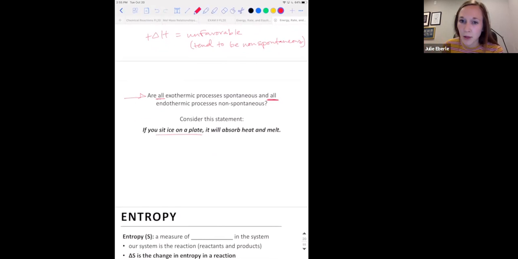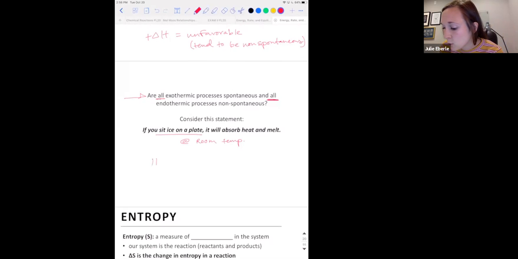If you sit ice on a plate, and let's say that plate is at room temperature, it will absorb heat and melt. What do you think about that? That'll happen, right? That seems kind of like a common sense statement, okay? Yeah, but the question is, what kind of reaction is this? What kind of process is this? Is this an exothermic or an endothermic process? I want you to think about this.